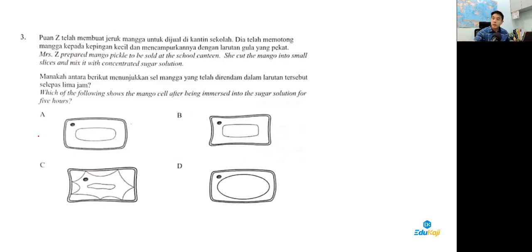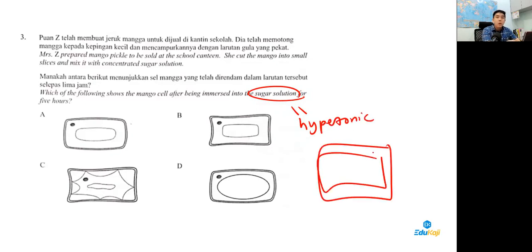Okay, question 3. Question 3 is from Bab 3, guys. Bab 3, 1Z. Which of the following shows mango after putting in sugar solution? You must be able to identify that sugar is a hypertonic solution. When we put something in hypertonic solution, guys, luar hyper, dalam hypo. Cannot be both hypo, both hyper, no such thing. So outside hyper, inside hypo, water always move, hypo to hyper, therefore it shrinks. Okay, number 3C.